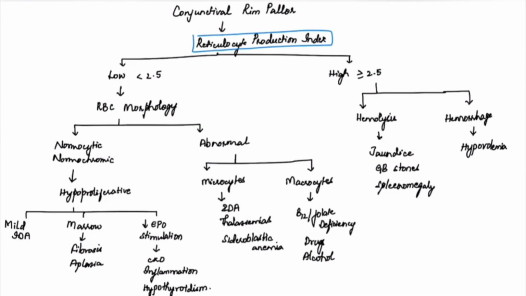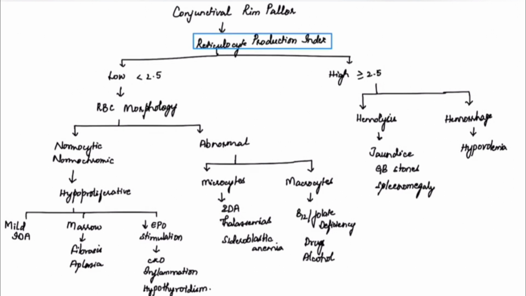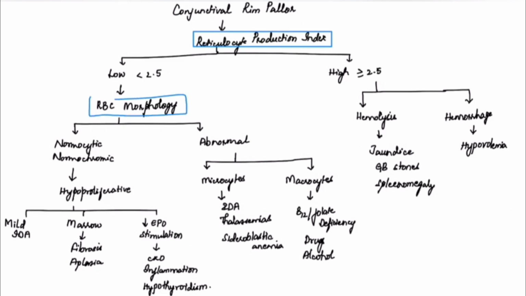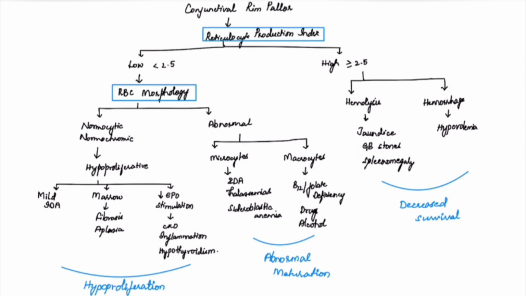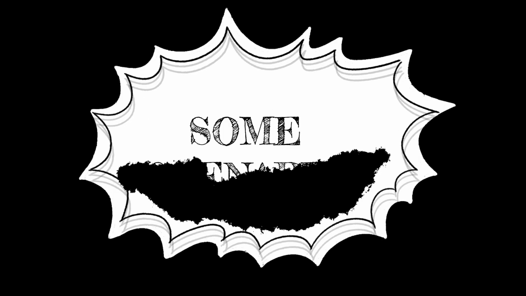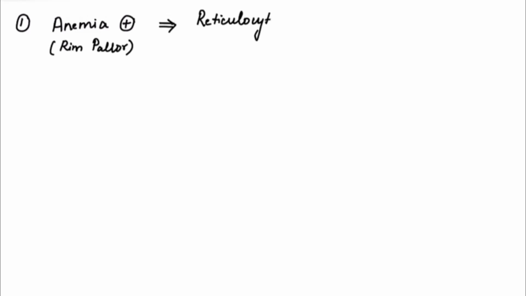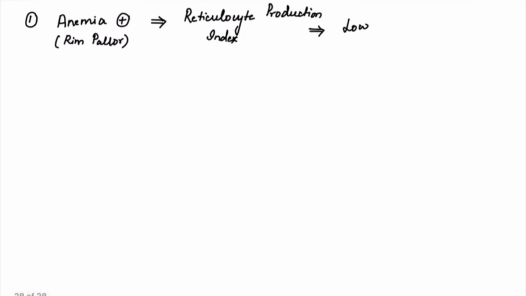So the first thing to always look for is the reticulocyte production index, and the second thing to look for is the RBC morphology. So these two together will give a very important estimate that which class does the patient's anemia belong to. Either it is because of hypoproliferation or abnormal maturation or decreased survival. Okay, now we'll look at some scenarios. A first patient having anemia, that means we have seen rim pallor and the reticulocyte production index was seen to be low. What does it mean? Either there is no erythropoiesis or there is defective erythropoiesis.